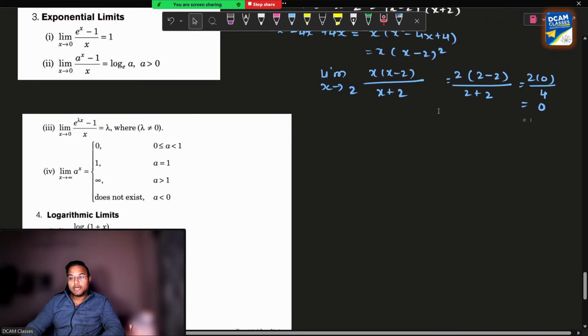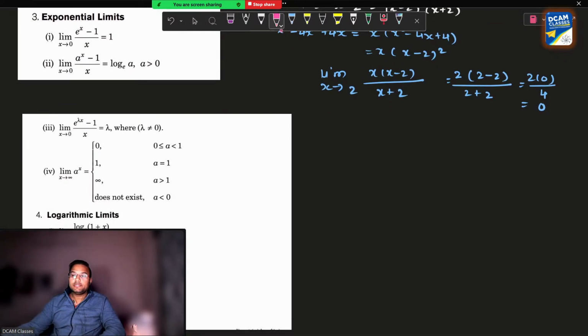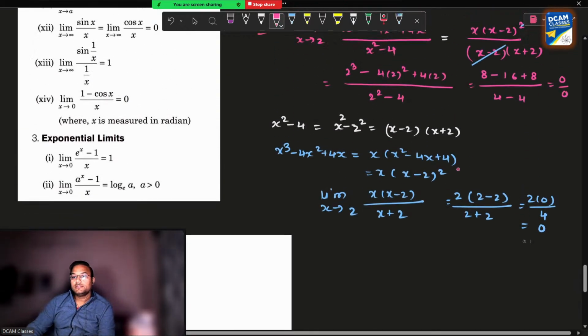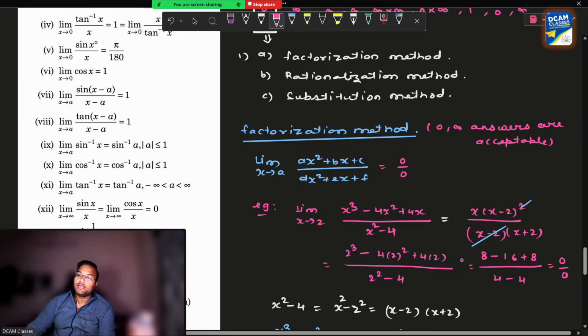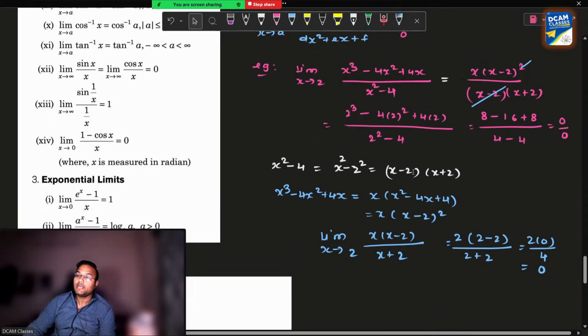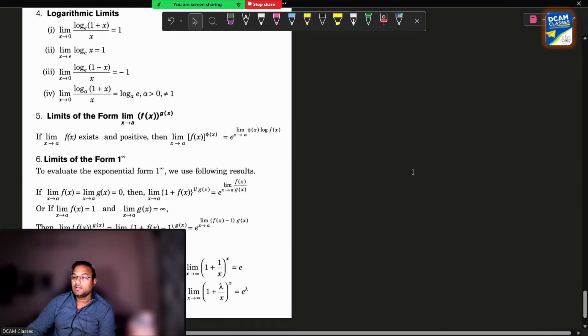Try to solve this question. One more thing: even in this case, you can get infinity also. 0 and infinity as the answer are acceptable. I'll give you an example, don't worry. If you get an answer as 0, that's acceptable. If you get an answer as infinity, that is also acceptable. But 0 by 0 form, or infinity by infinity form, is not acceptable.